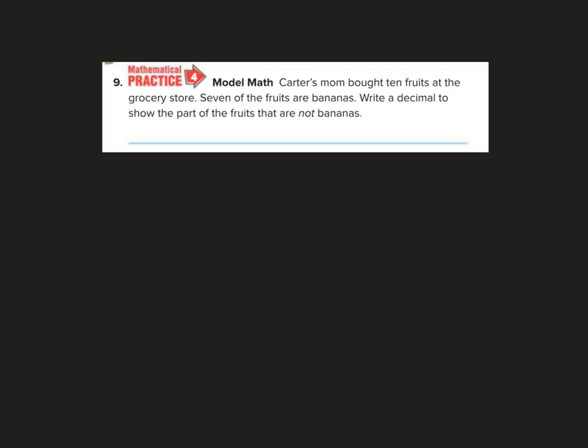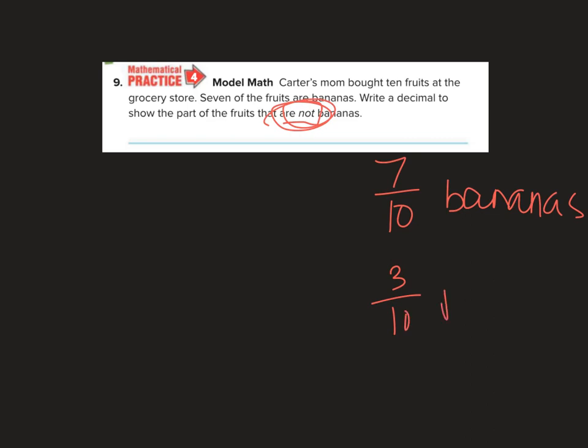All right, Carter's mom bought 10 fruits at the grocery store. 7 of the fruits are bananas. Write a decimal to show the part of the fruits that are not. Now look at that, you guys. If you did not read this carefully, you would have gotten it wrong. That's why we always read the whole question all the way to the end. So what did it say? 7 out of 10 are bananas. And how many are not? So that means 3 out of 10 are not. I would write 3 tenths as 0 and 3 tenths are not bananas.